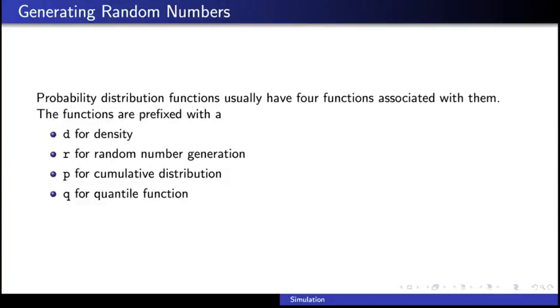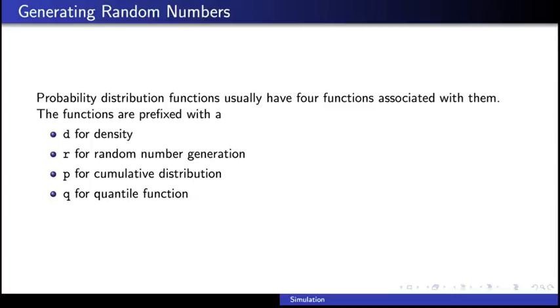So for probability distribution functions, there are basically four functions associated with them. For any given distribution like the normal distribution, there will be a function that starts with a d, a function that starts with an r, with a p, and a q. So there'll be four different functions for each distribution. I've already mentioned the rnorm function, which is for random number generation. There's a dnorm function which evaluates the density of the probability distribution for a given mean and standard deviation. There's the pnorm function, which evaluates the cumulative distribution, and there's the qnorm function, which evaluates the quantile function.